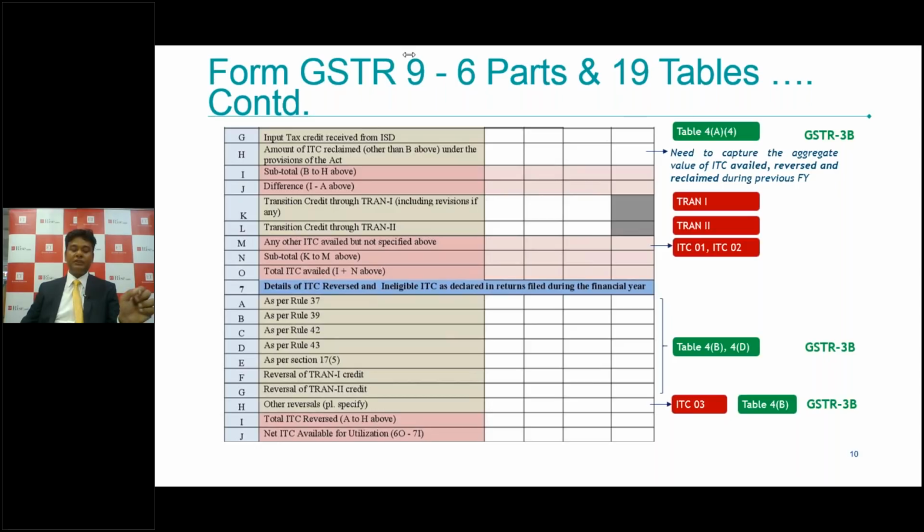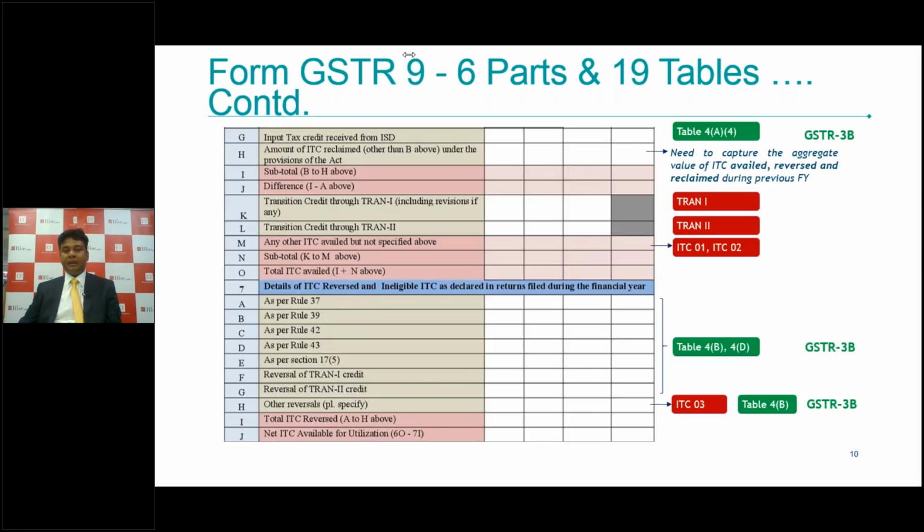3B at row number J, we just have casted a number, which is the difference between what has been claimed as per 3B and what is the actual number that you have disclosed so far. So the total ITC credit comes into row number O, and then in table number 7 or the row number 7, these are all reversals which are going to happen.